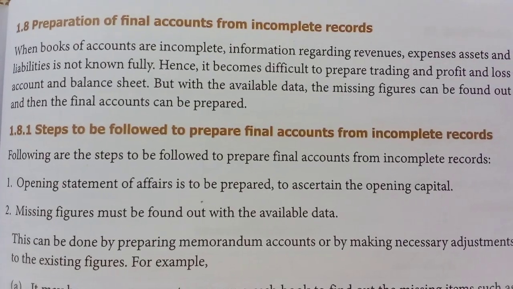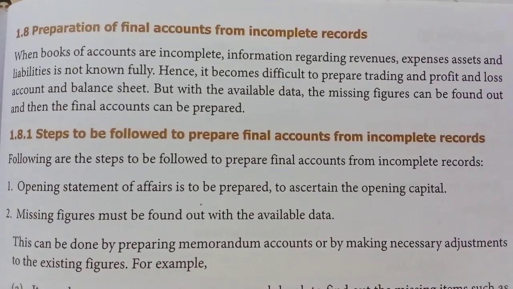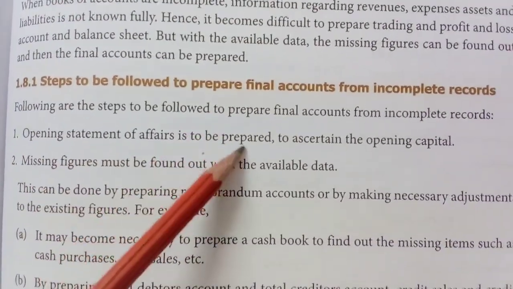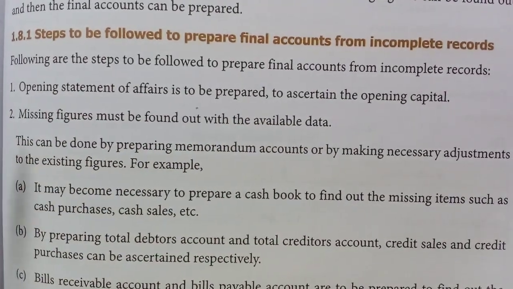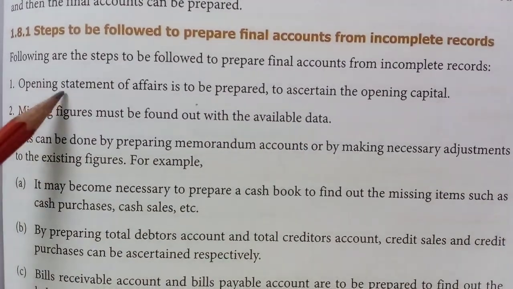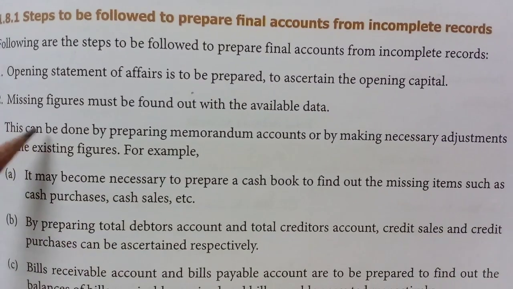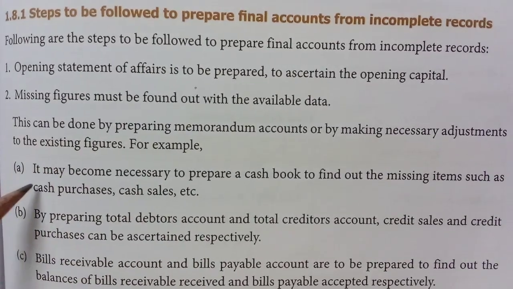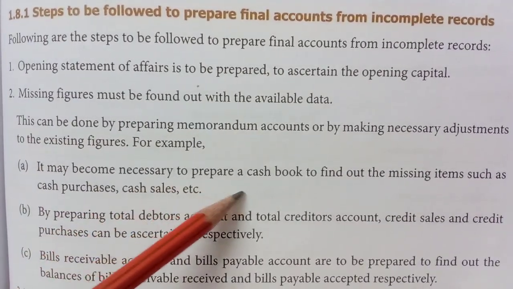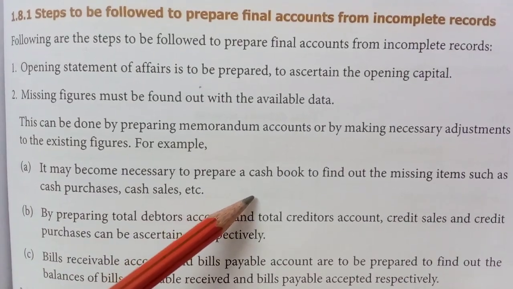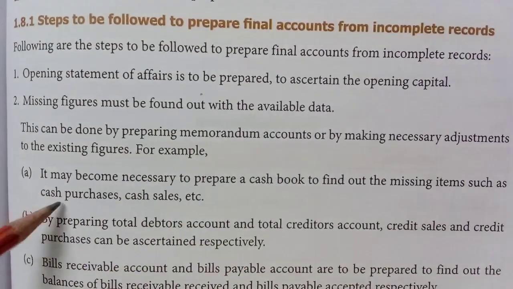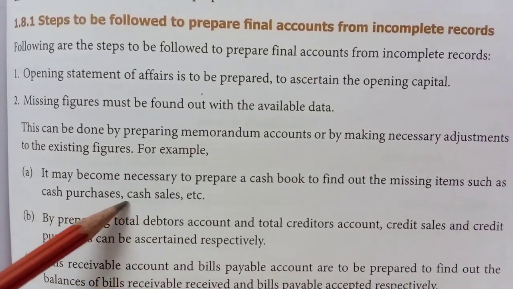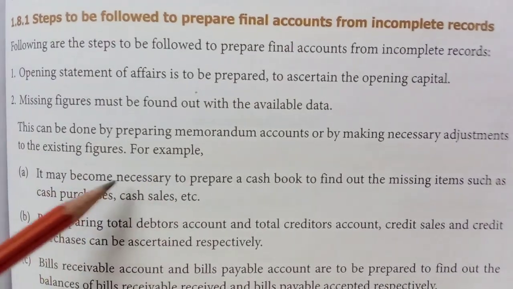For that, we need to follow some steps. The first one, as we learned already, is that the opening statement of affairs is to be prepared to ascertain the opening capital. Now that we know how to prepare the statement of affairs, the missing figures can be found out by preparing some accounts. First one, we have to prepare the cash book. To find out the missing item, the item may be cash purchases or cash sales. So these two items we can find out by preparing the cash book.